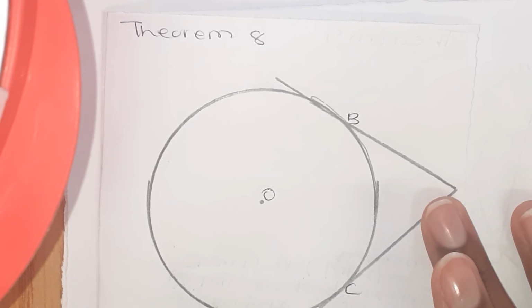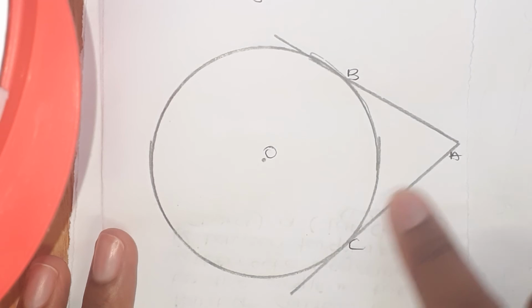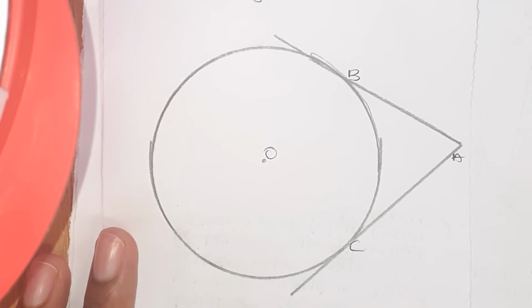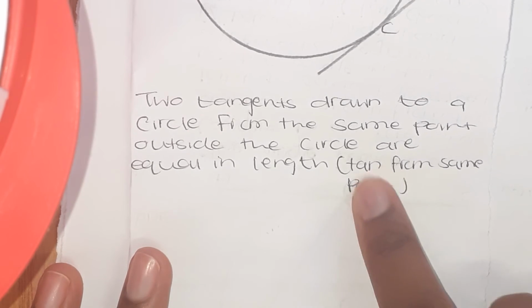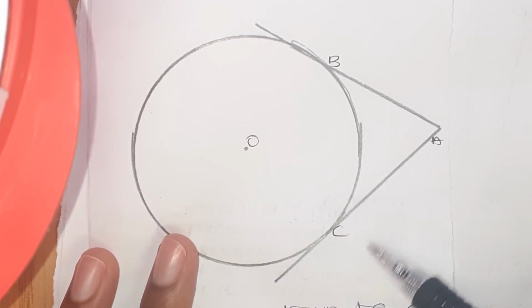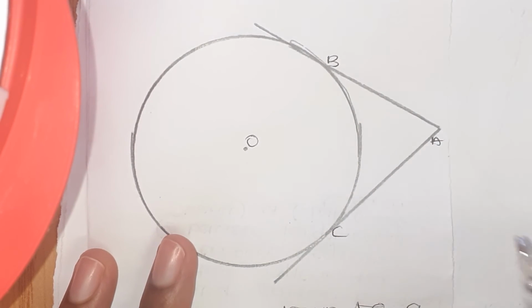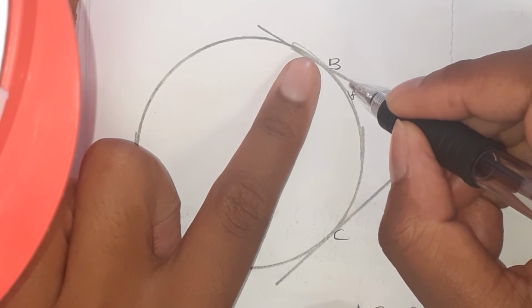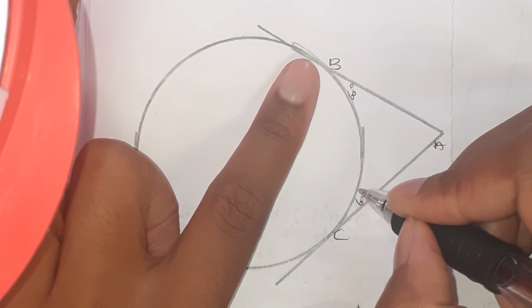This is theorem number 8. So we have this beautiful circle and these two tangents. Theorem number 8 says that two tangents drawn to a circle from the same point outside the circle are equal in length. That's tangents from same point. This is what you say. So which means CA is equal to BA.